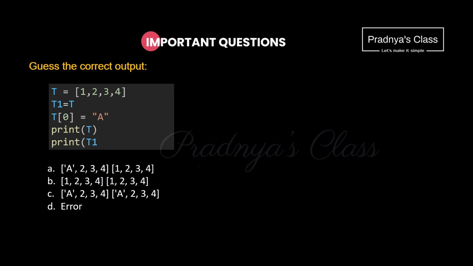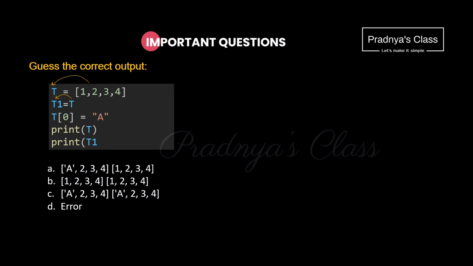With this question, one more important concept regarding list we are gonna explore. Alright, let's check out the code first. Here is one list which is initialized in a variable t. In the second statement, t is getting initialized to t1. It means what? We are creating a copy of the list.